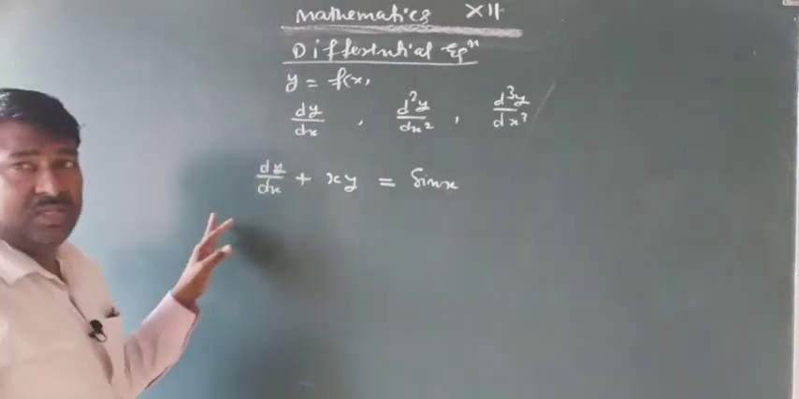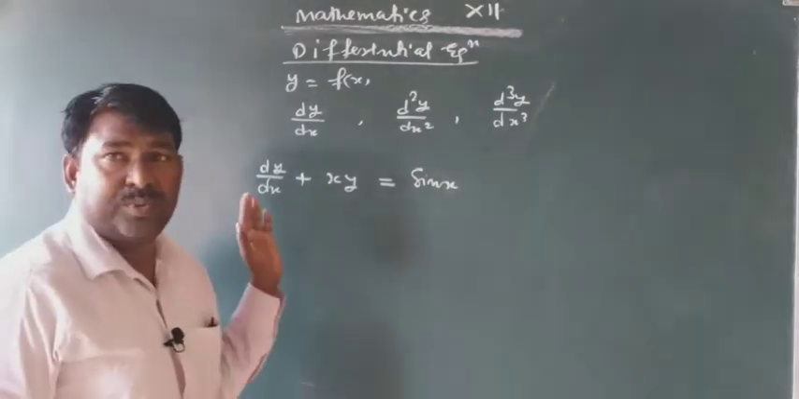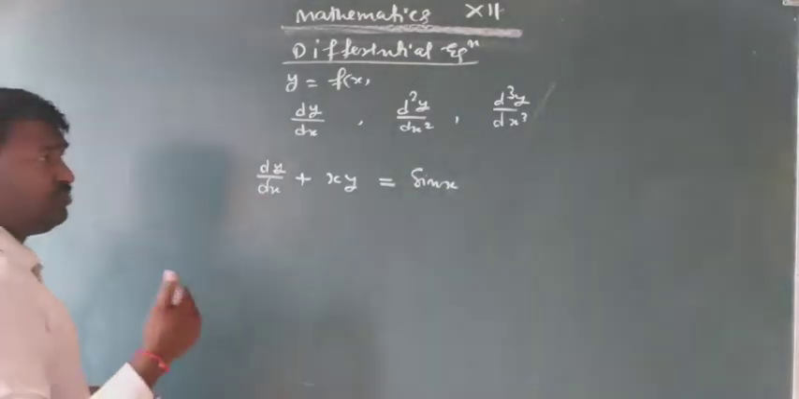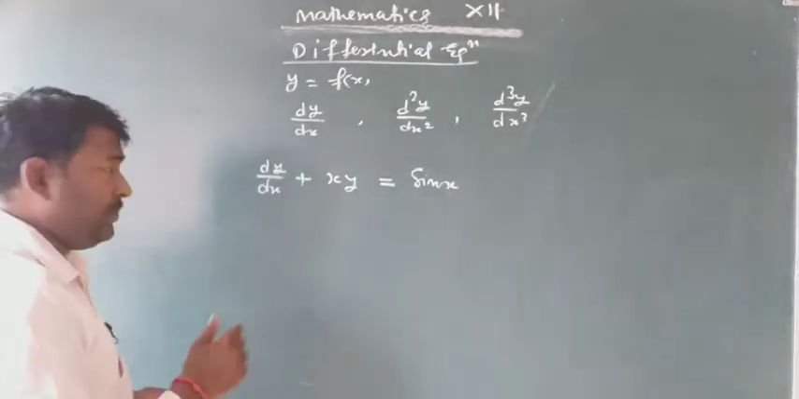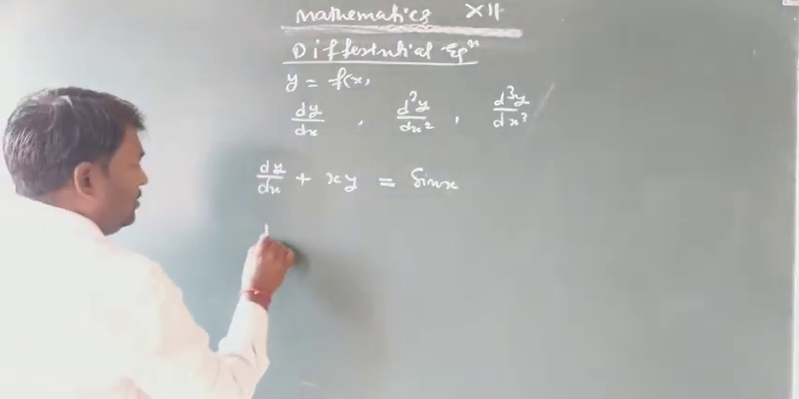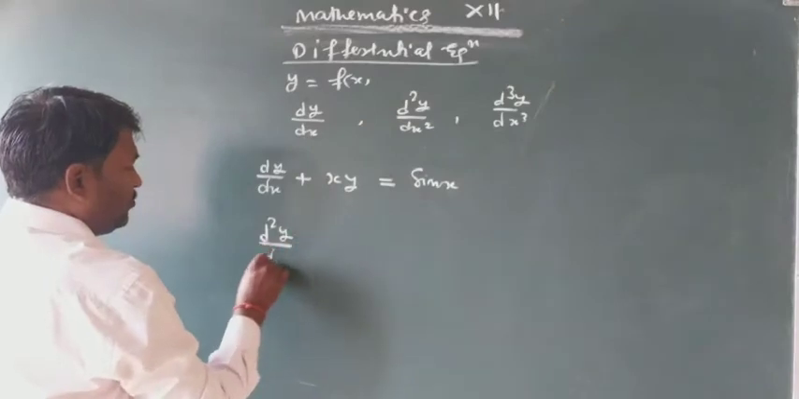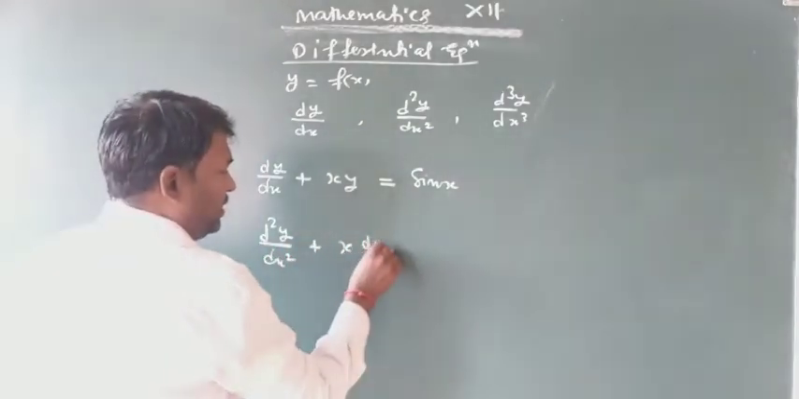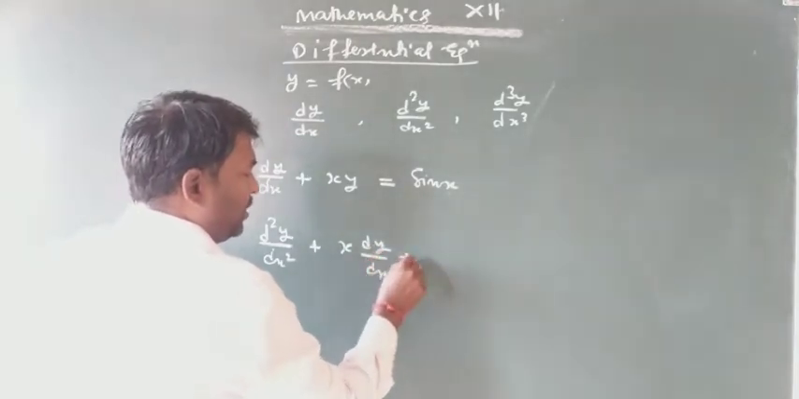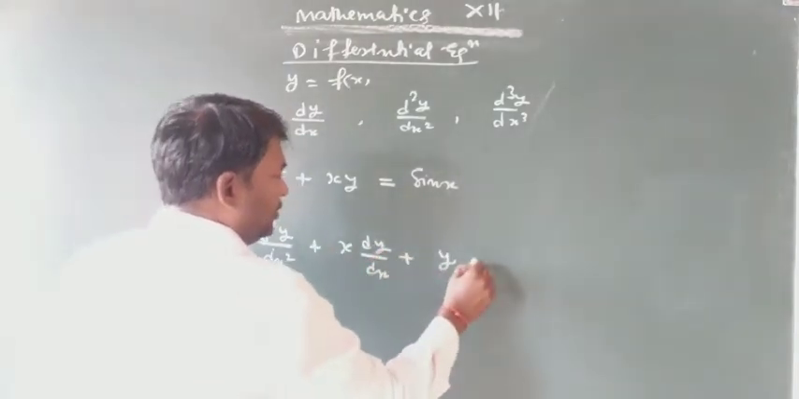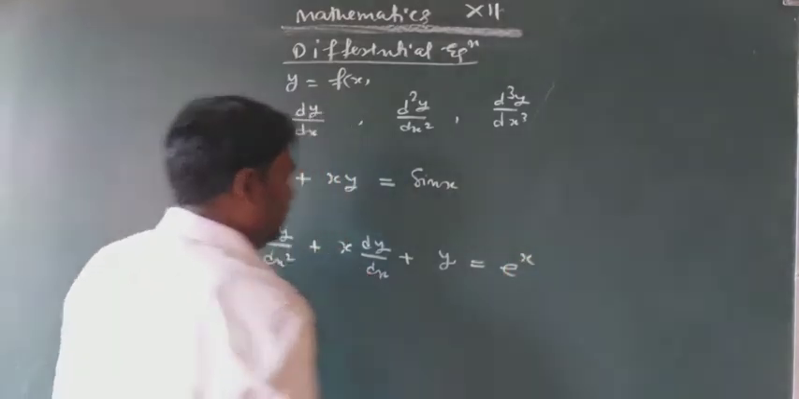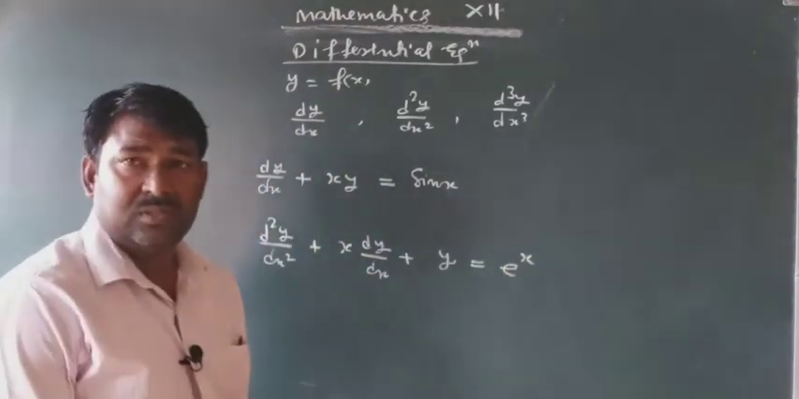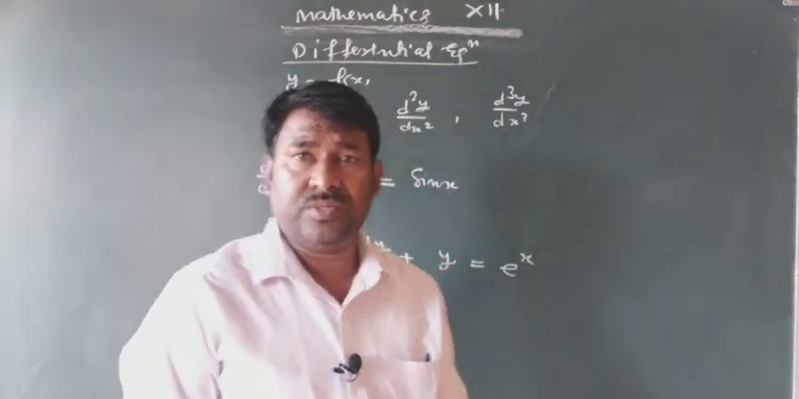It is not necessary that the first derivative should always be present in the differential equation. There may be a second derivative, third derivative, okay. So just like d2y by dx square plus x dy by dx plus y is equal to e power x. This is also known as a differential equation.